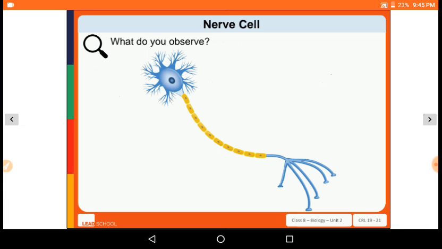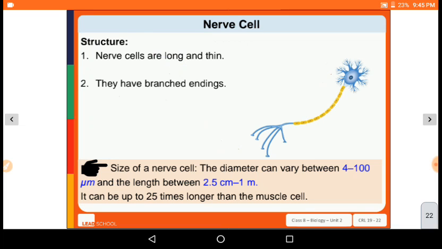Now the last is a nerve cell. Nerve cells are long and thin and they have branches and endings. Inside it there are branches and also endings. The diameter of nerve cells can vary between 4 to 100 micrometers and the length between 2.5 centimeters to 1 meter. It can be up to 25 times longer than the muscle cell.